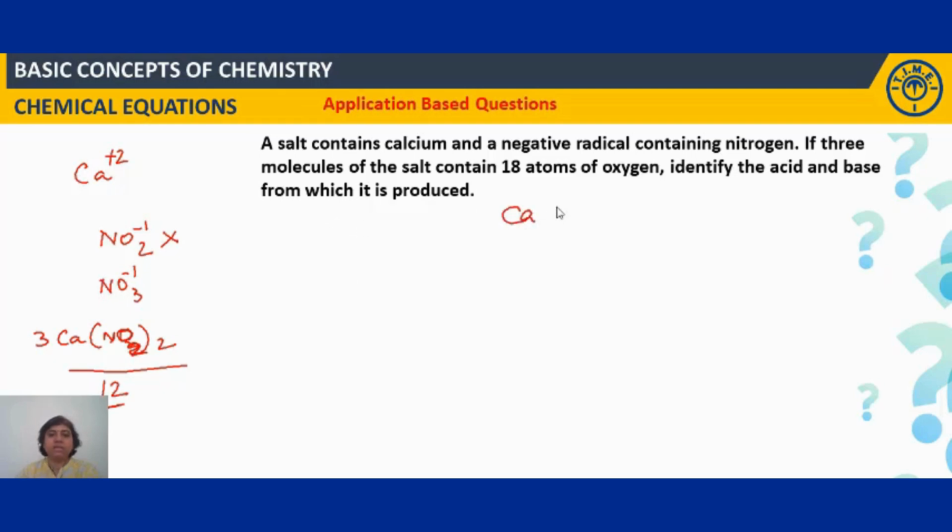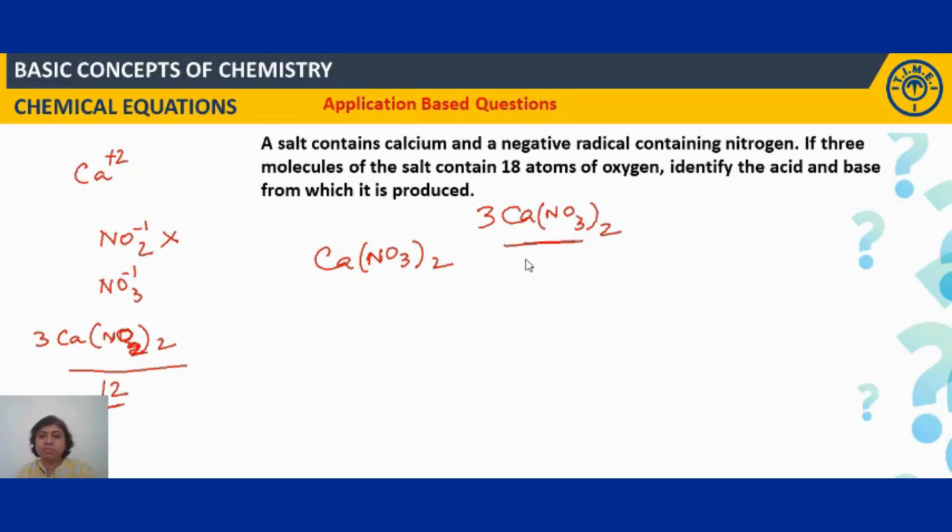Calcium nitrate, Ca(NO3)2, NO3 taken twice. So in one molecule there are 3 twos are 6 oxygen atoms. So in 3 molecules there will be 3 sixes are 18 oxygen atoms. So this is our salt. The required salt is Ca(NO3)2. Name of it is calcium nitrate. So from which acid and which base it is produced, that we have to now identify.